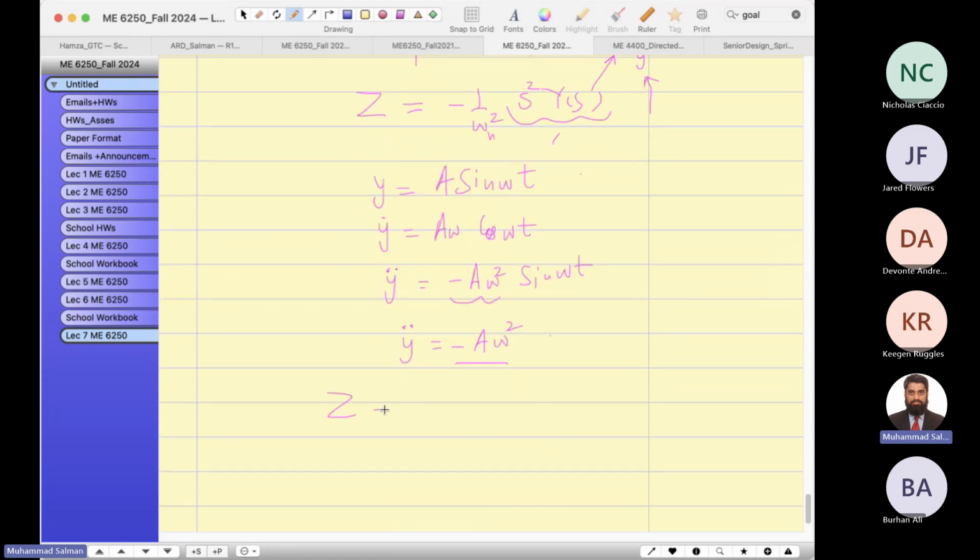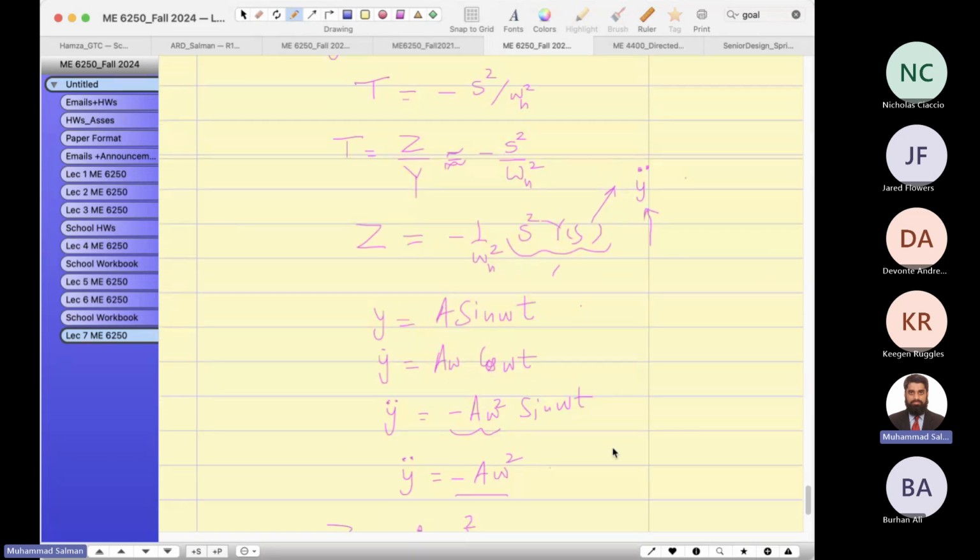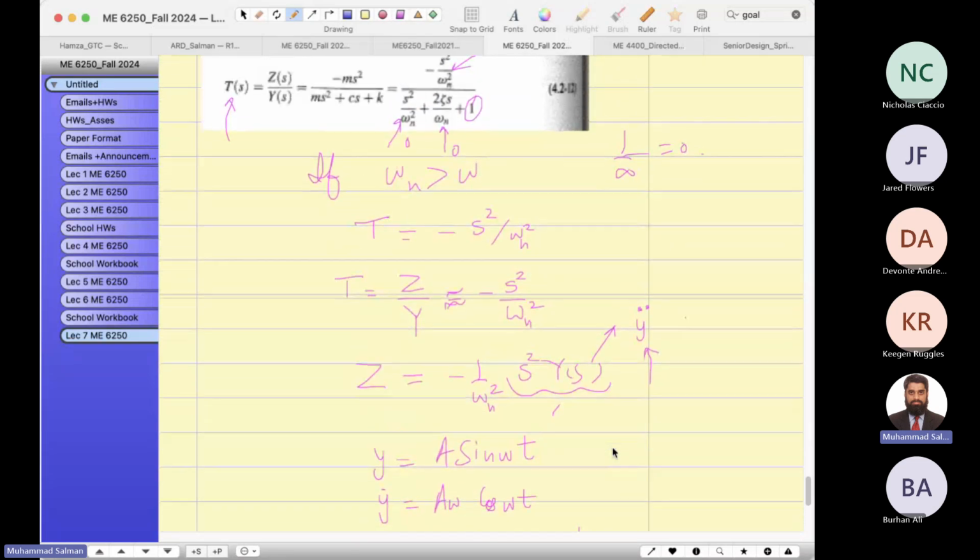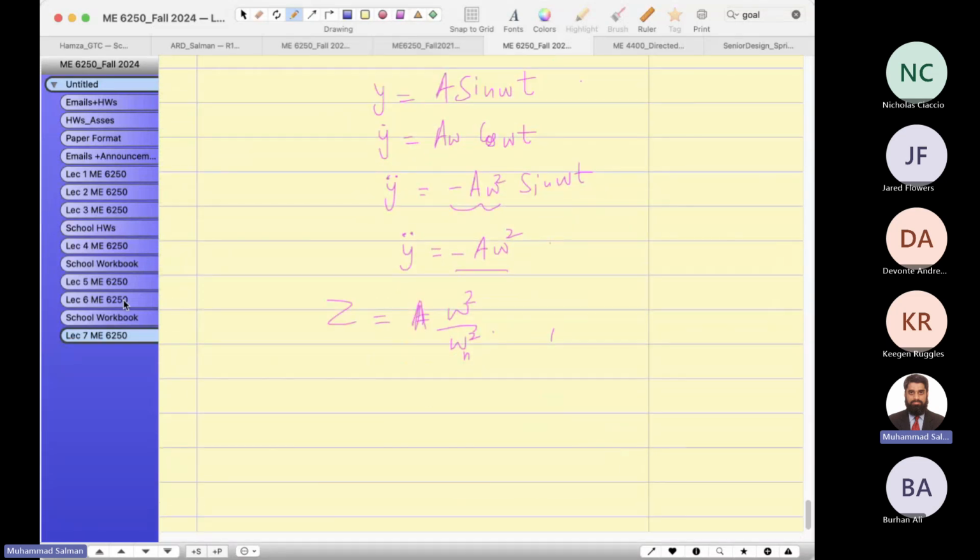So can I write it down like this? Minus minus cancels out, so A omega square over omega n square. I can write it down like this. So this is the final answer for this one. So you can say that at low forcing frequency, this instrument behaves like an accelerometer.